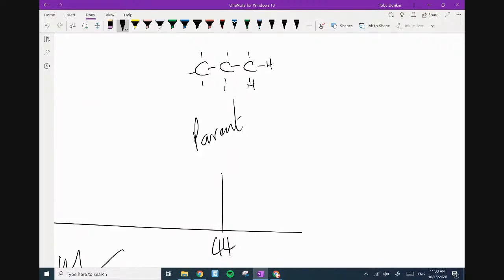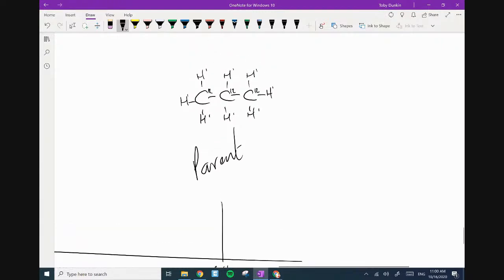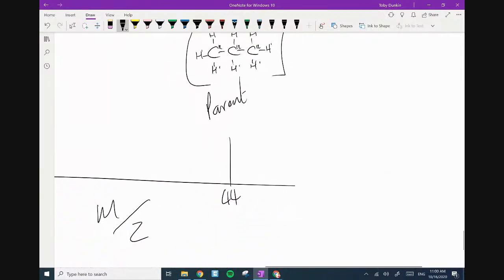Because the Mr of propane is 44. 12 plus 12 plus 12 plus 1, 1, 1, 1, 1, 1, 1, 1 is 44. And the whole thing is positive. Don't forget your charge. So you see what's called the parent ion.